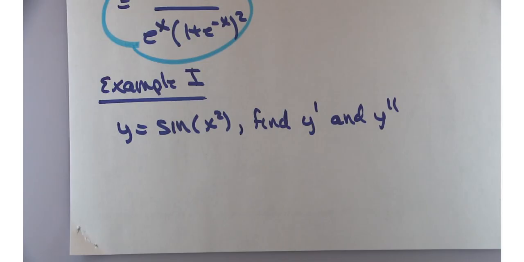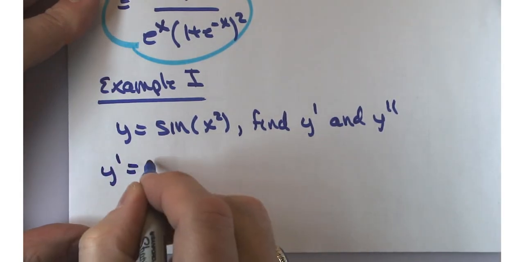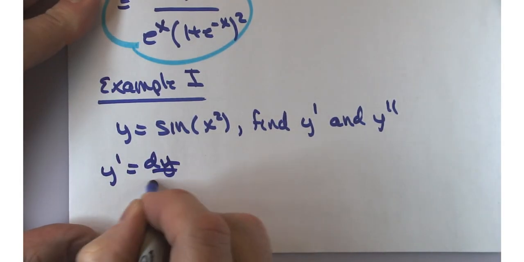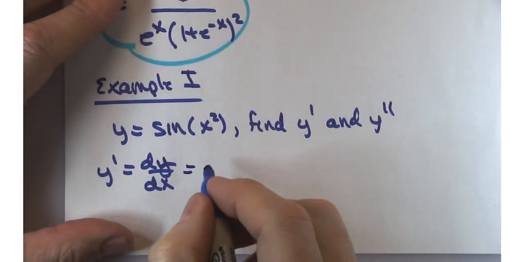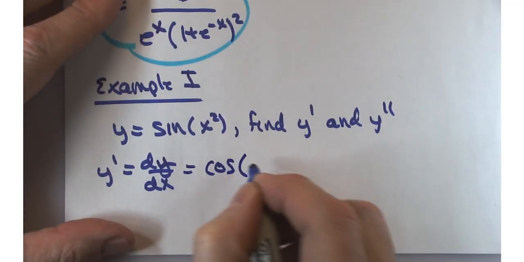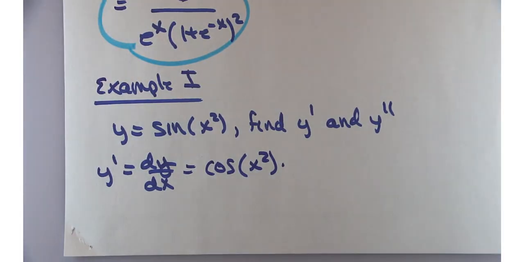So let's start with the first one, y prime, or alternative notation for that is dy by dx, the Leibniz notation. And looking at this one, what's our outside function? Sine. All right. John, what's the derivative of sine? Cosine. So that's cosine of x squared times derivative of the inside. Rahana, derivative of the inside?